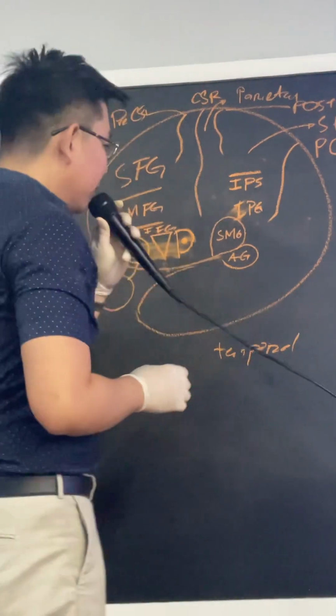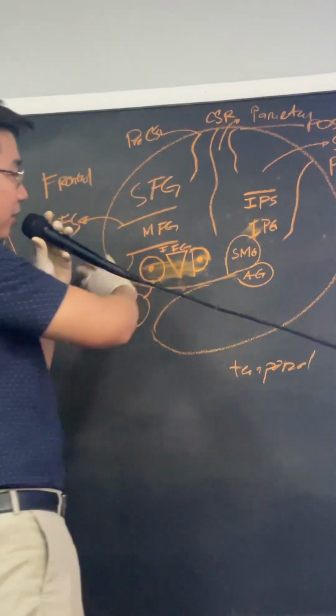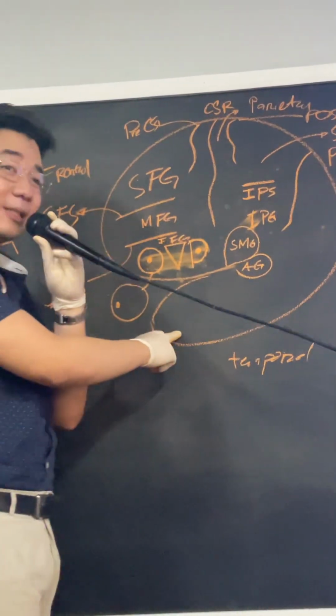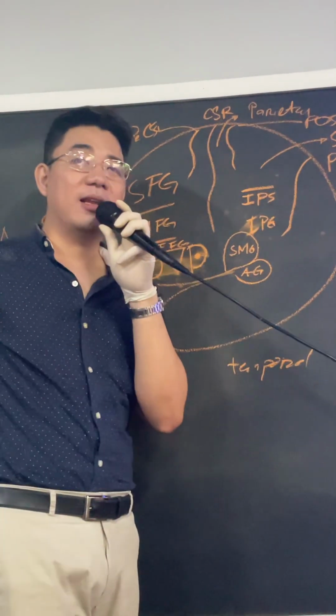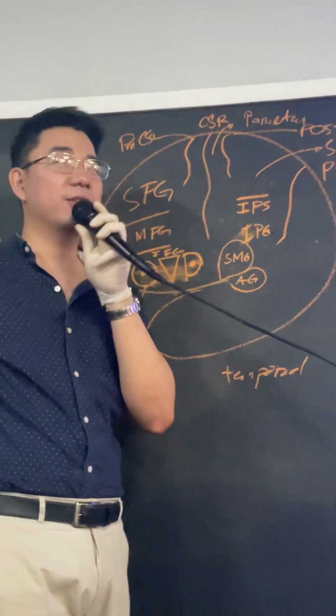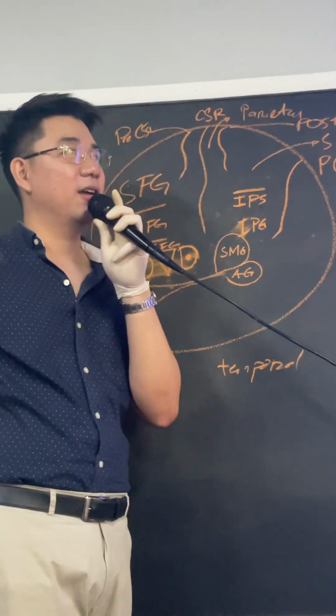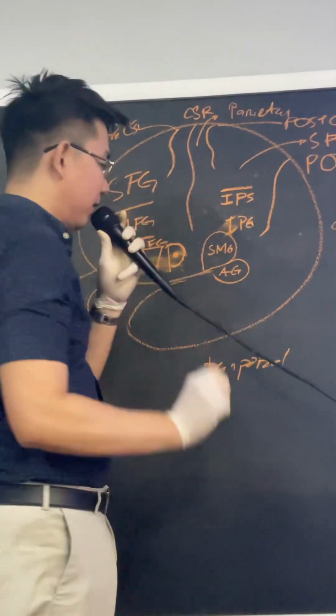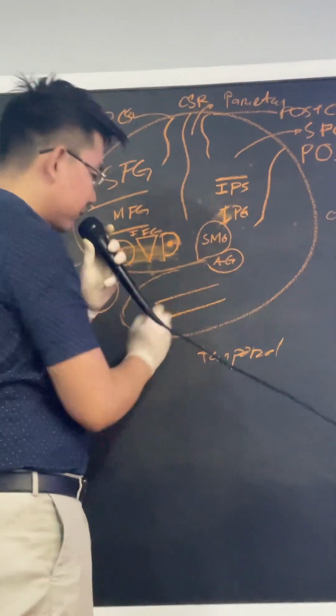Now, we're done with occipital lobe. We're done with all of the other two lobes. The last lobe will be the temporal lobe. How many lines should I make? How many sulcus or sulci are there? There should be two sulci. So let's draw two sulci.